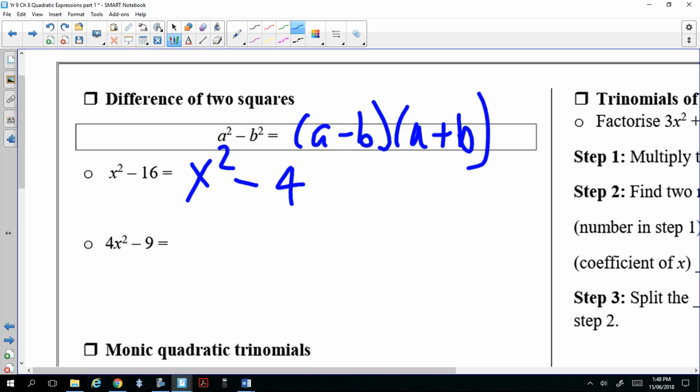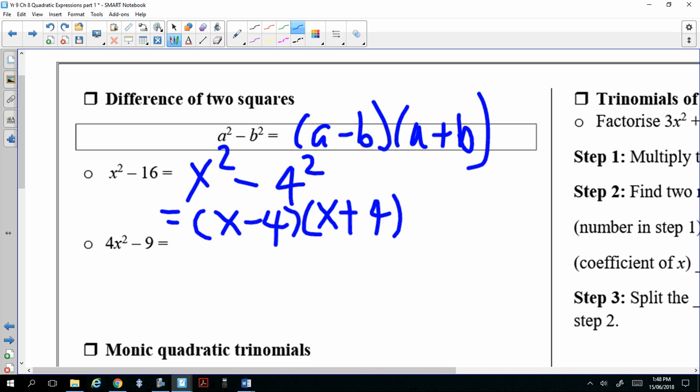Once you did this, you have to put 2 brackets. The first bracket you write x minus 4. The second bracket you must put a plus 4. So it's pretty easy. Try the next one. Okay, let's try the next one. Next one's a bit tricky.